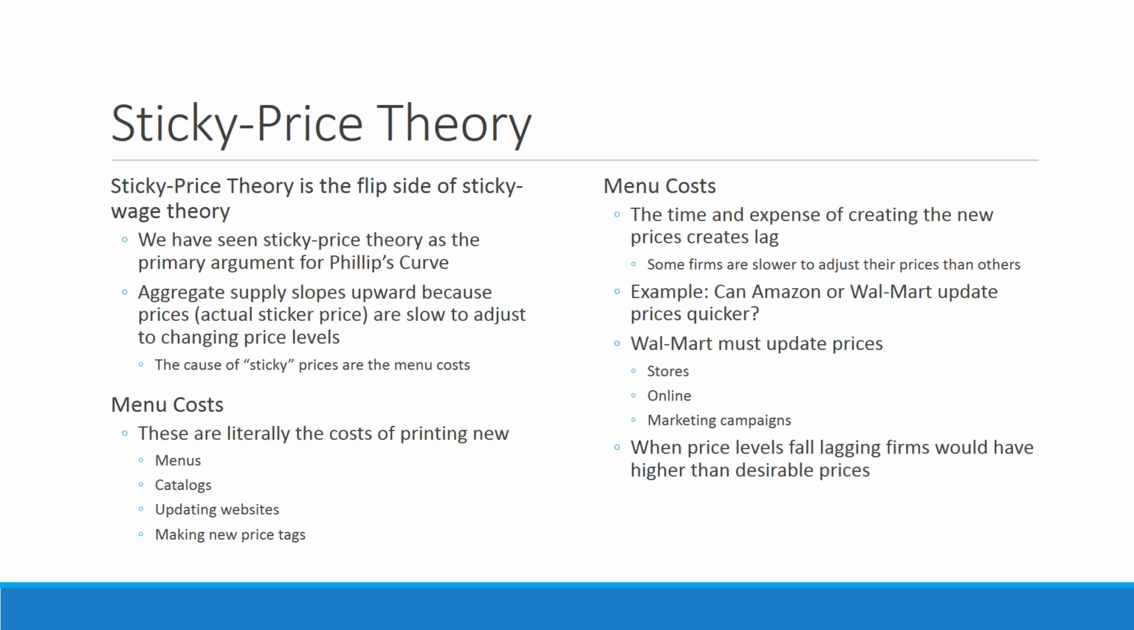So when price levels fall, lagging firms would have higher than desirable price levels. And this is one of the key things here. If prices go down, then all of a sudden some firms that don't adjust quickly have prices that are higher than the rest of the economy, and so they're of course in trouble. It causes a reduction in sales and leads to a firm's reduction in production.